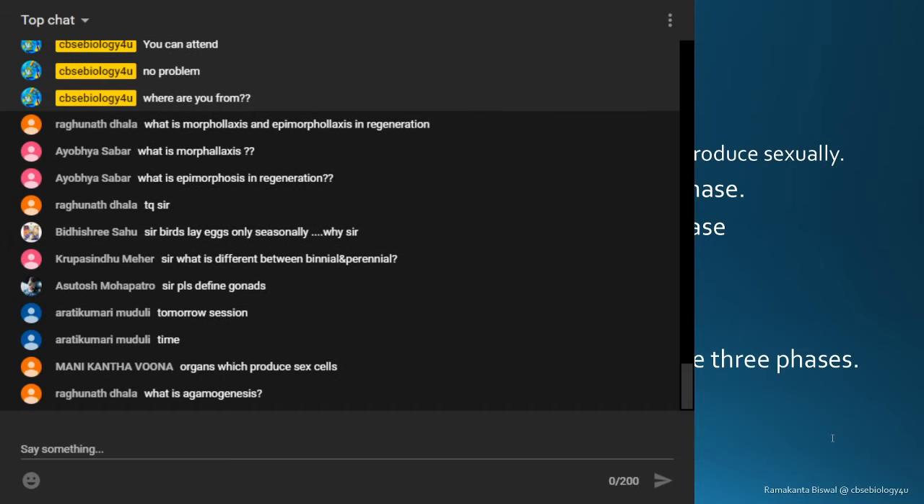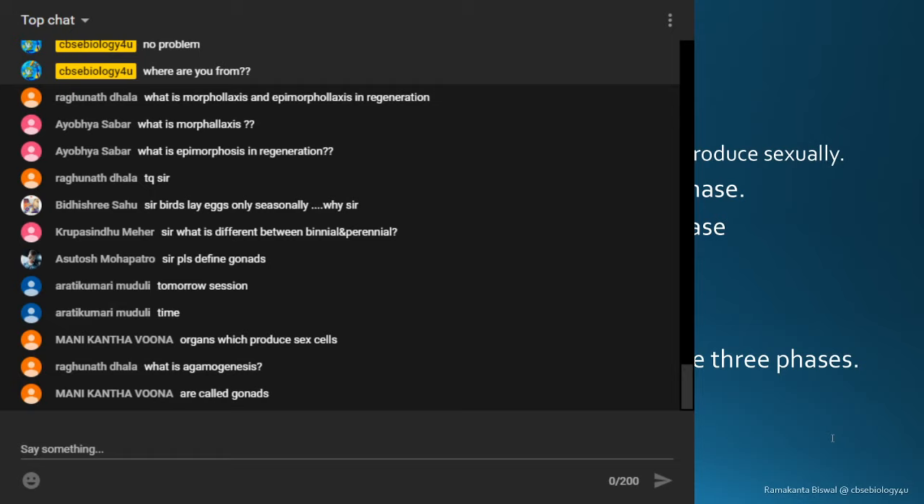Okay, what are gonads? Gonads are basically the reproductive structures, reproductive units. For example, in case of male, it is the testis, and in case of female, it is the ovary. These are organs that actually give rise to the gametes.